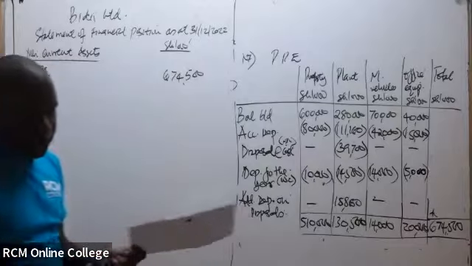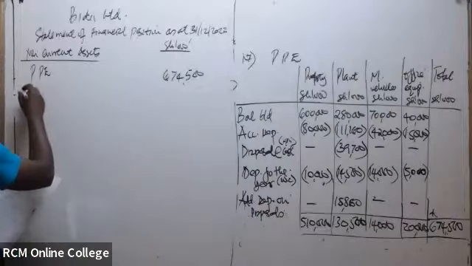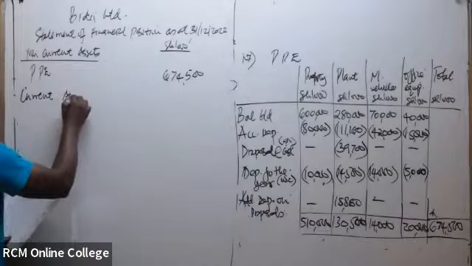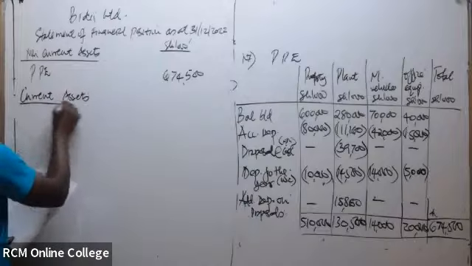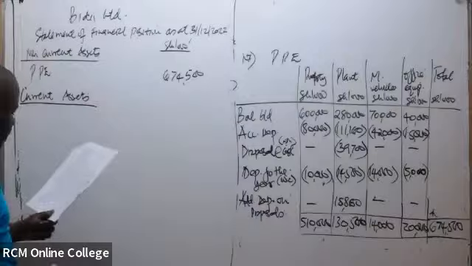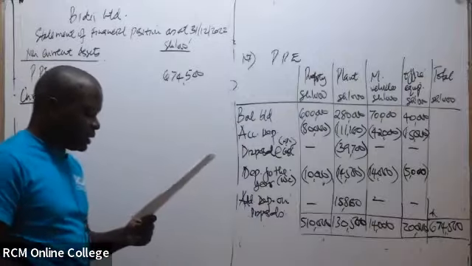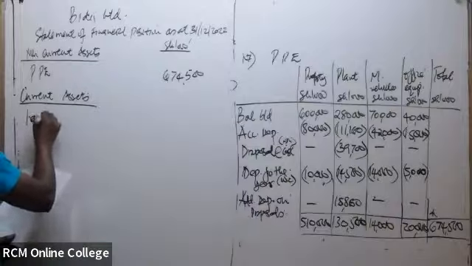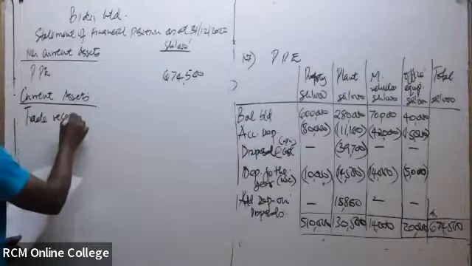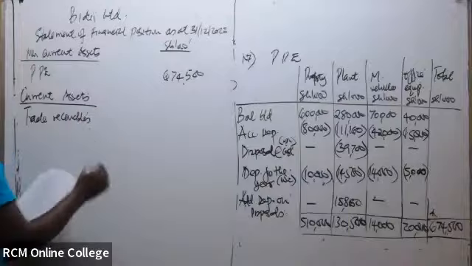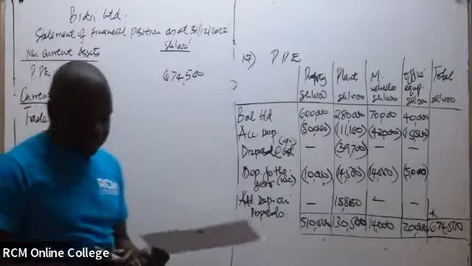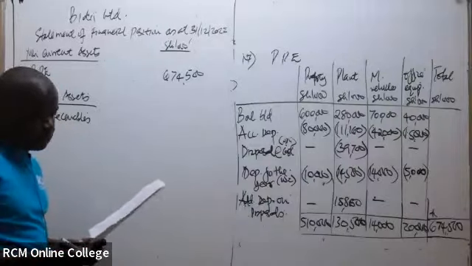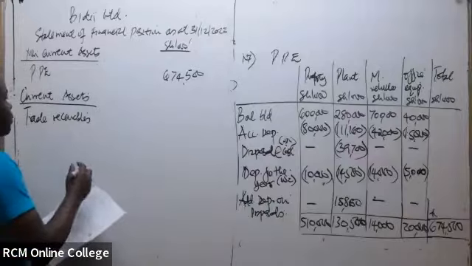Then in this case, we can go to the current assets. So for the current assets, also check the debit side of the trial balance. In this case, we can see trade receivables of 74,500. So you have in this case trade receivables of 74,500.